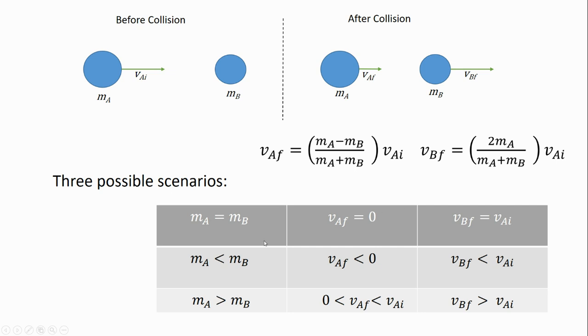Last case, where object A's mass is greater than object B's mass. Here this term would be positive. So what would happen is the final velocity of object A would just end up being less than it originally was. It'd slow down. And then object B would move to the right.